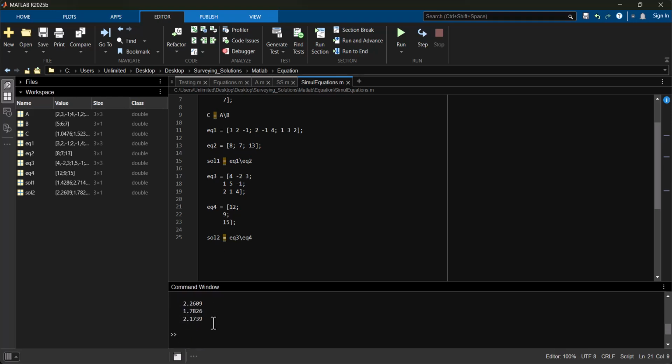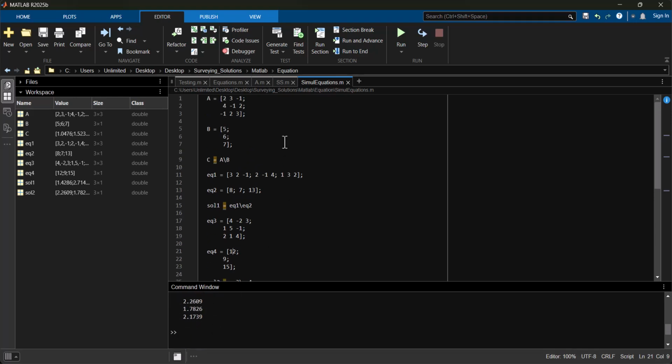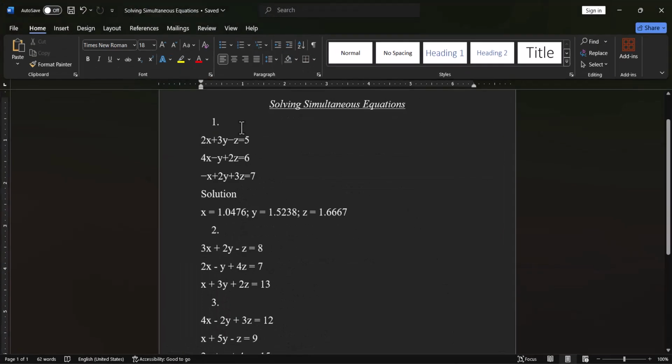So basically we have shown you how to use MATLAB to write a very simple code for you to solve simultaneous equations. So we are going to check if the values that we have gotten are correct in the next tutorial, whereby we are going to substitute these values into the equations to see if it's going to give us the values on the right hand side.